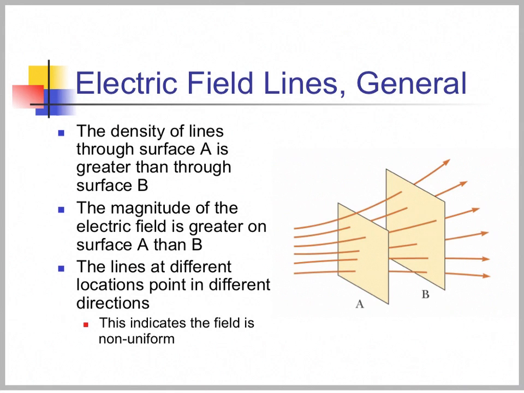The density of lines through surface A is greater than that through surface B in the picture on the right. The magnitude of the electric field is greater on surface A than surface B. And the lines at different locations point in different directions. That indicates that the field is non-uniform.